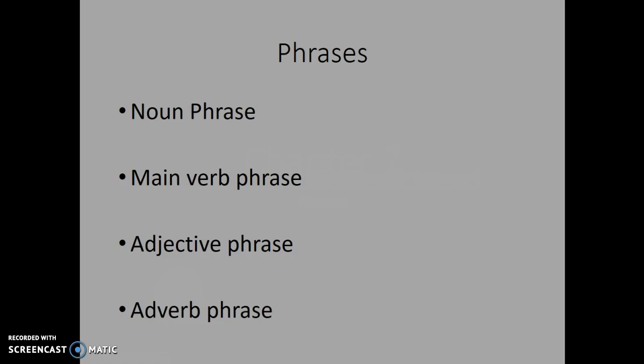A noun phrase is a noun or any group of words that can substitute for a noun. A main verb phrase is the main verb of the sentence plus its auxiliary. When we were in high school and grammar school even, our teachers usually called auxiliaries helping verbs. An adjective phrase is an adjective or any group of words that can substitute as an adjective. And an adverb phrase is an adverb or any group of words that can substitute for an adverb.